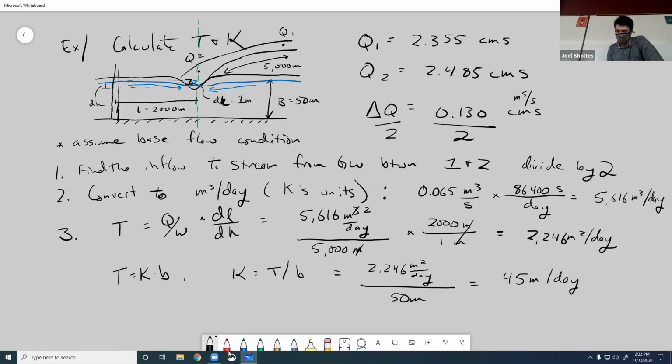So we could use some really precise instrumentation to do that. You could have a flume upstream and downstream. Sometimes in research areas, we use flumes to get that difference in discharge. And then you could have observation wells, and then you would get this transmissivity and hydraulic conductivity.